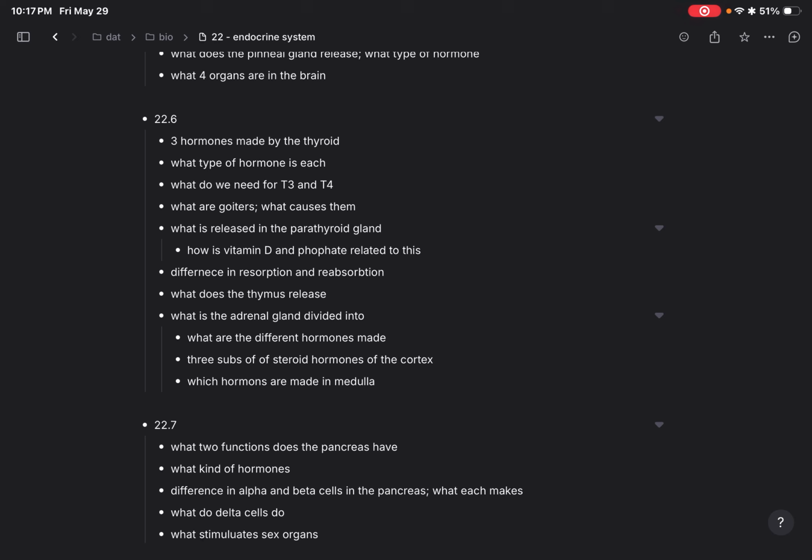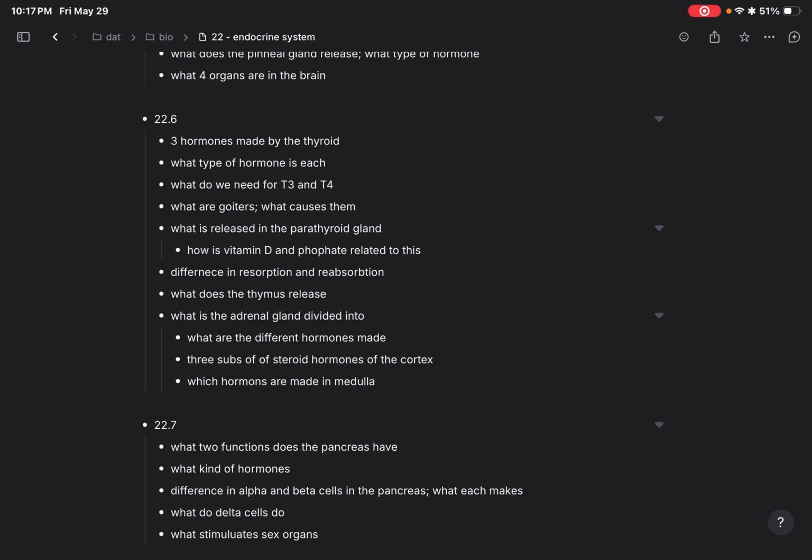Okay, so 3 hormones made: T3, T4, and calcitonin. What type of hormone is each? Calcitonin is amino acid derived, and T3 and T4 are thyroid type, so they're able to go through. Wait, wouldn't they all be amino acid derivatives? It's just that calcitonin is the peptide one that can't go in, and thyroxine is the one that's able to go through. Tyrosine derived hormones. So what does each one do?